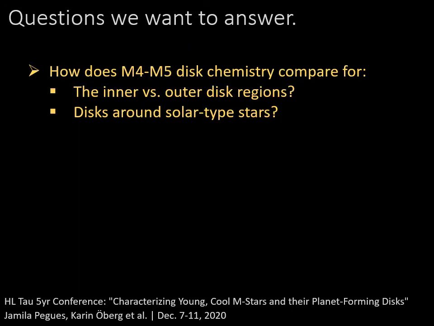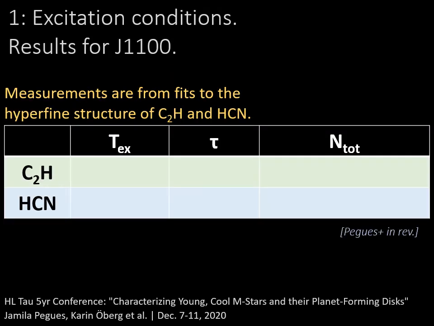Okay, so now that we've justified making these comparisons, we'll use a few different chemical tools to actually investigate these questions. Let's start with excitation conditions. For the biggest, brightest, and boldest disk in our sample, J1100, we were able to use fits to the hyperfine structure of C2H and HCN to actually measure excitation temperatures, optical depths, and column densities. And that's exactly what we did here.